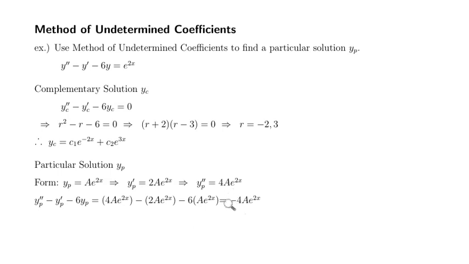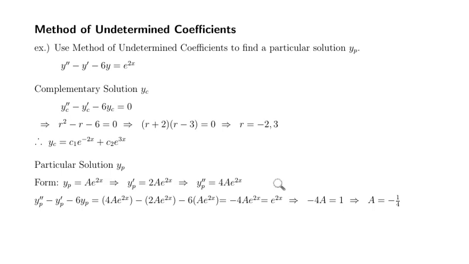Then we have to make sure that this is going to match the right-hand side, which is e to the 2x. So we're going to set that equal to e to the 2x, right? By comparing the coefficients between these two, -4a and 1, we know that -4a is going to be equal to 1. Right, then we can simply divide both sides of the equation by -4. We can get the value of a, which is -1/4.